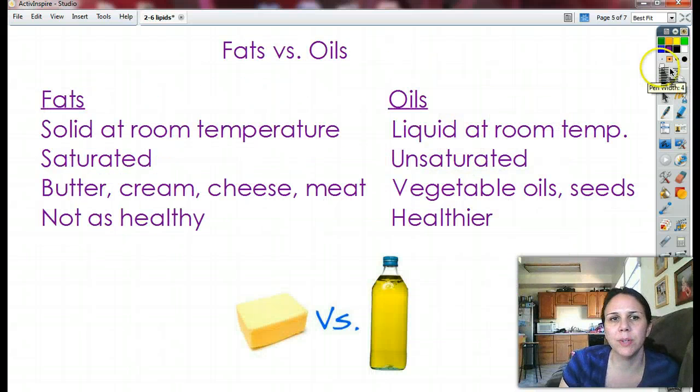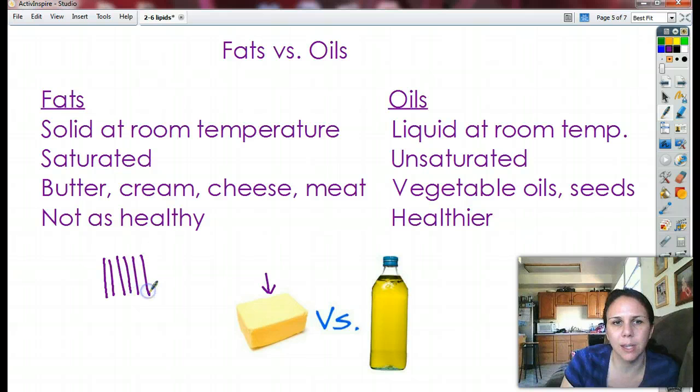Okay, what's the difference between fats and oils? Well, fats are those that are usually solid at room temperature, like butter, and that's because they are saturated. So all the tails are perfectly lined up, and so they pack close, tightly together, which is what makes them solid.